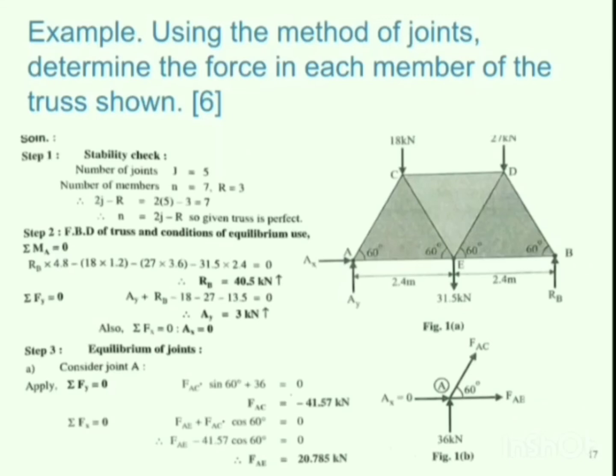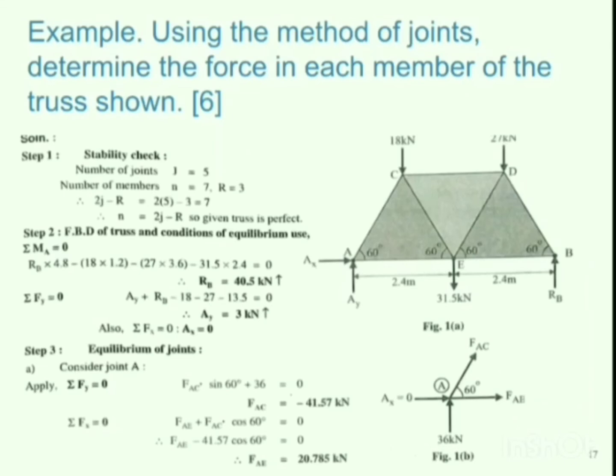Now as per our assumption, we have shown the direction of FAC acting away from the joint. As we are analyzing joint A, so from A we have shown FAC to act in the direction away from the joint. Similarly for FAE. Now we'll apply both the conditions of equilibrium, summation Fx and summation Fy, for finding out the unknown member forces FAC and FAE. By applying Fy, we got the value of FAC as minus 41.57 kilonewton. And by applying Fx, we got the value of FAE as 20.785 kilonewton.